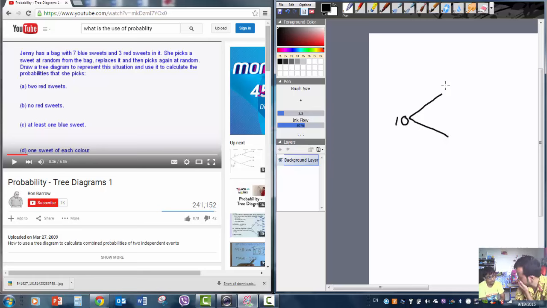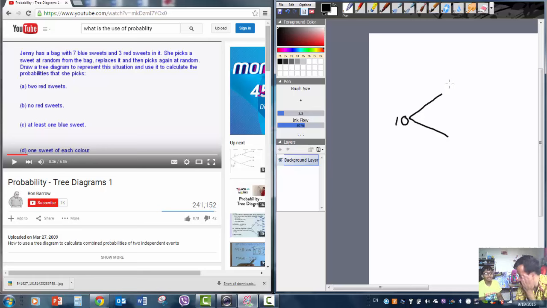Because this will split up. Why not three? Because there are only two objects. Two objects? There are 10 objects. Okay, so practically there are two different kinds of objects. Two different kinds of objects, that means you've got two different kinds of options.